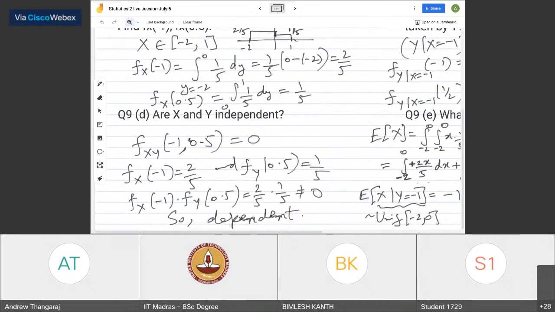You can also calculate it. There's a calculation I've shown here in the solution. I took this point -1 comma 0.5 and showed how the joint PDF is 0, but the marginal PDFs are 2 by 5 and 1 by 5. The product of the marginals is 2 by 25. It's not 0. Okay, so you can calculate and check like this.